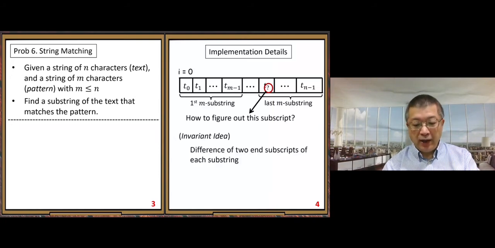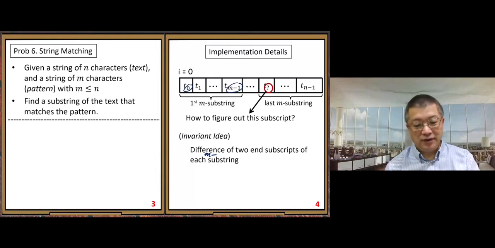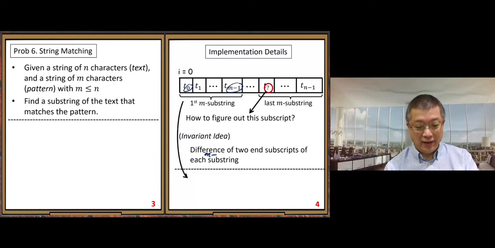Here, let's look at the difference of the two subscripts of each m substring. The first m substring, the two subscripts: n minus 1 minus 0. So that's n minus 0, n minus 1, right? So the first one, n minus 1 minus 0, is n minus 1. That's the difference.